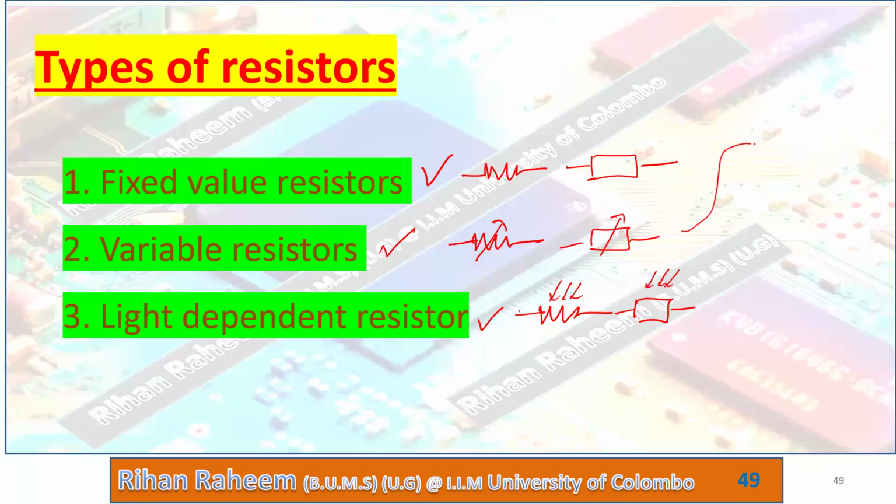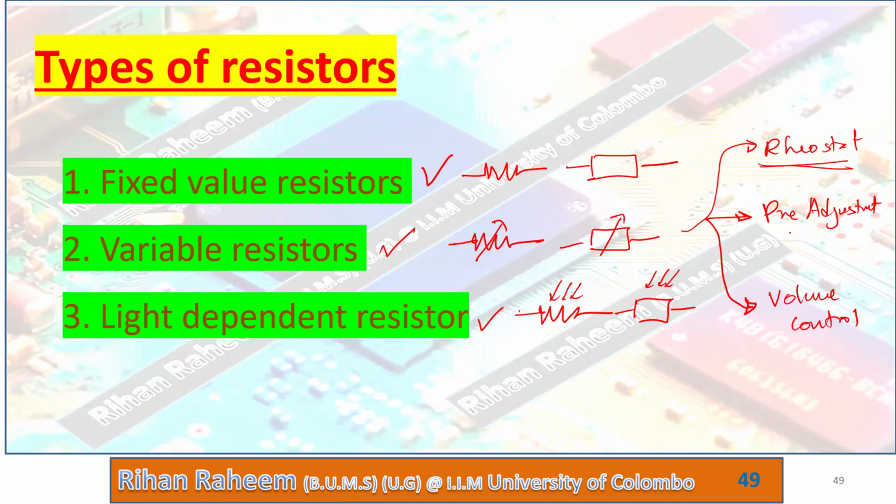When you look at the variable resistor, it has three subcategories. Types of variable resistor. First one is rheostat. The other one is pre-adjustment. Next is volume control. So in fixed value, we are unable to change the value of the resistor. Variable resistor, we can change the resistance. The rheostat method, pre-adjustment method, or volume control method, we are able to control the resistance.